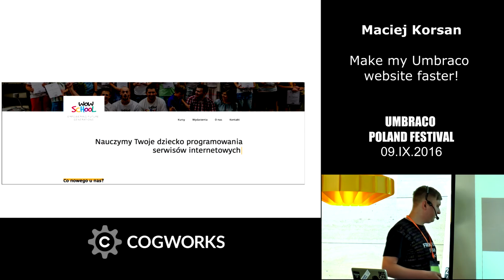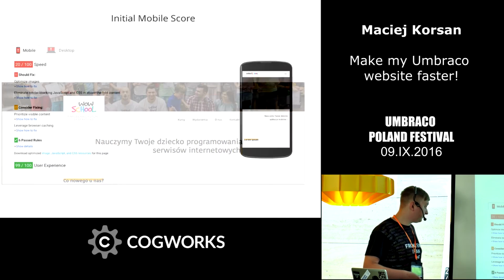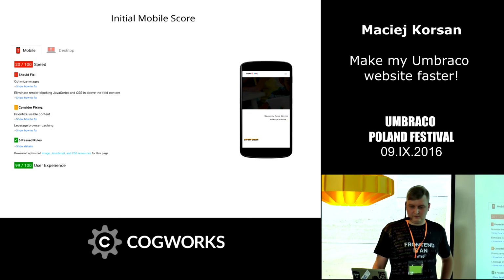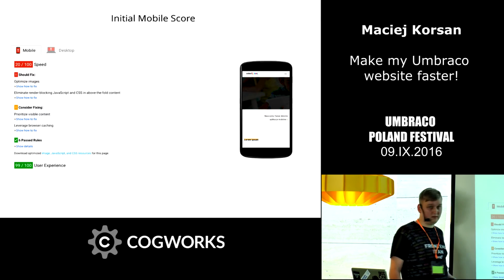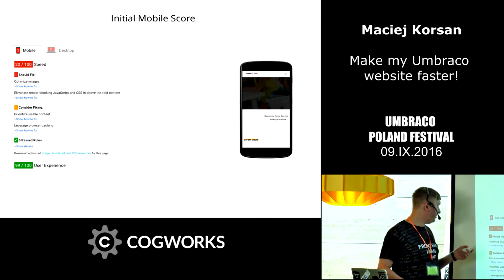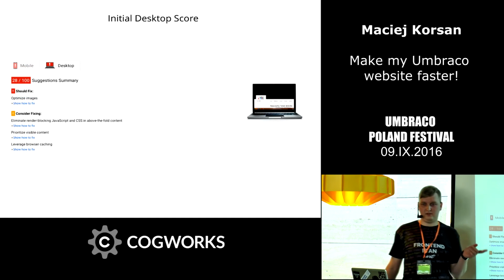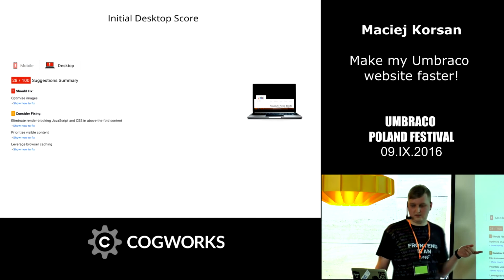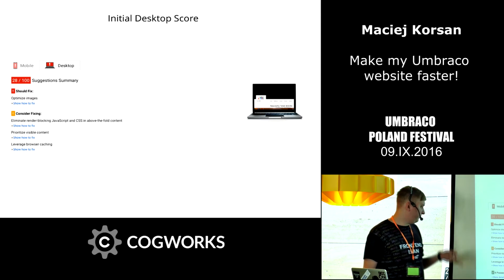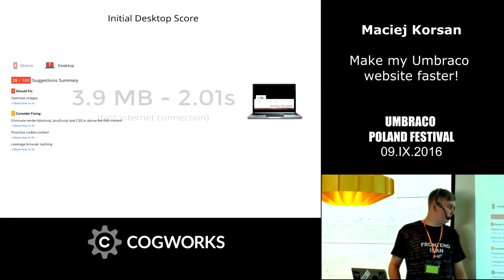So this is the home fragment of the homepage, and after I finished my first version of the frontend without any optimization, it gets 20 on mobile and 28 on desktop. So basically this page sucks because it's very slow and it has very many issues to fix.